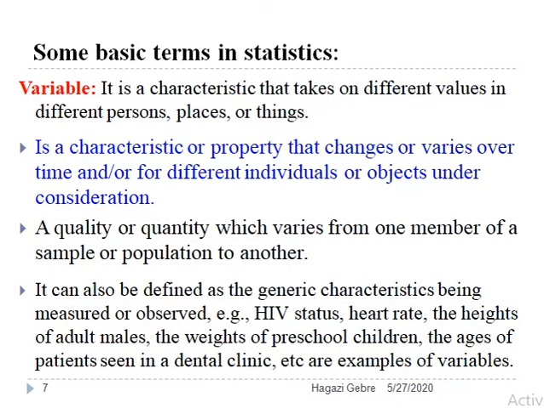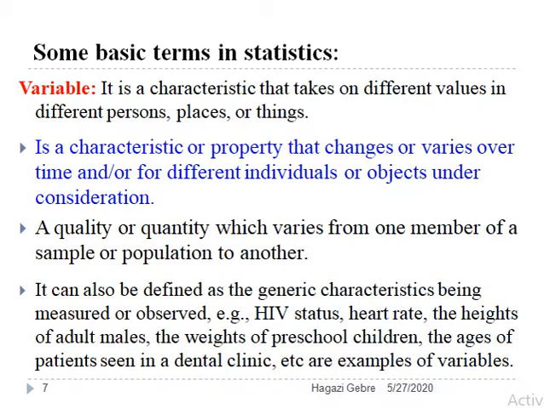So some basic terms. What is a variable? In our case, a variable is a very important characteristic. That is a variable that we are going to code into the software and make data. Therefore, a variable is simply a characteristic, and an aggregate form of a variable becomes data. So variables are characteristics or properties that change or vary over time or across different individuals under consideration. A quality or quantity that may be qualitative or quantitative.